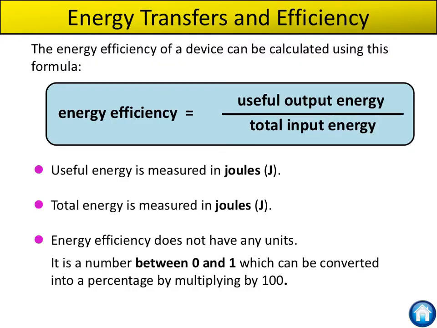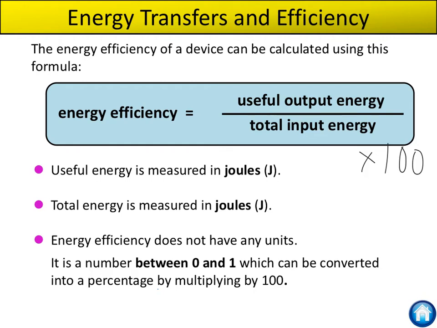We're just going to look at energy transfers and efficiency here. So the energy efficiency of a device can be calculated using the formula below. Remember, you can use this for energy or for power, and we can just swap power in there rather than energy. Where useful energy is measured in joules, total energy is measured in joules, and the energy efficiency doesn't have any units. It's a number between 0 and 1. Now we can turn it into a percentage just by multiplying by 100, and then you expect the number to be between 0 and 100.